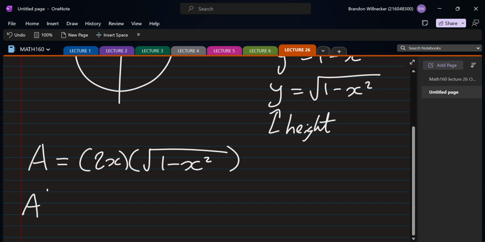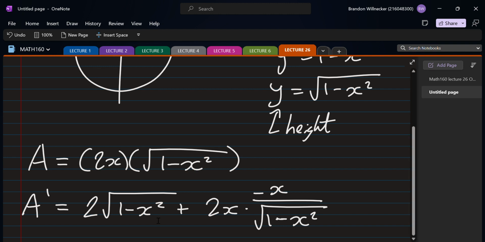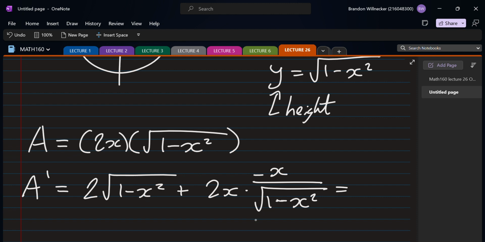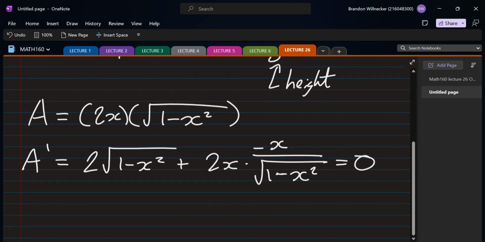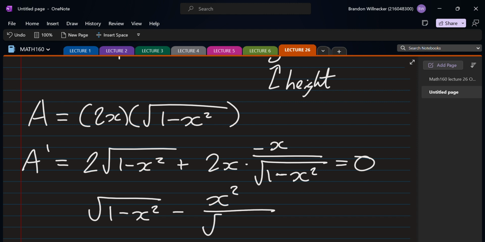Okay, so let's take the derivative. So A prime, we can take the derivative of the first function, leave the second one alone, plus we leave the first one alone, take the derivative of the second, so we end up with minus x over the root 1 minus x squared, after cancelling the 2 from the chain rule with the 2 that should be at the bottom when we take the half down. Okay, and then this must be equal to 0. Now the 2's on both terms can go, so we can write this as root 1 minus x squared minus x squared over root 1 minus x squared is equal to 0.